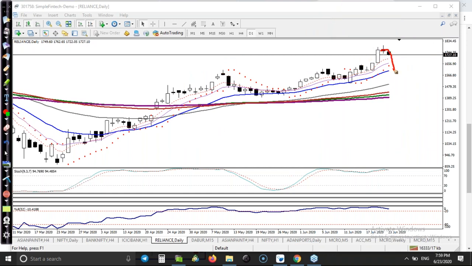Now listen, what we are going to do. Suppose price drops to this level. What I'll do exactly is buy a call option, the call strike price at 1600. And we are expecting price will go up to this level of 1800, after giving this retracement or correction or pullback, whatever you say, doesn't matter.